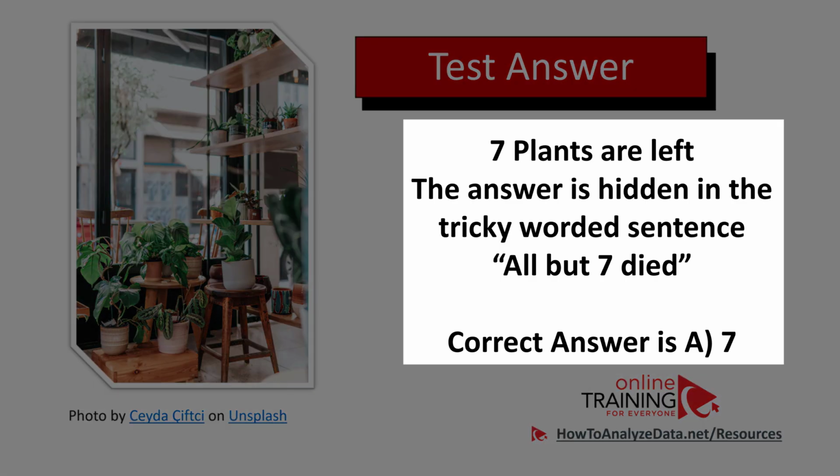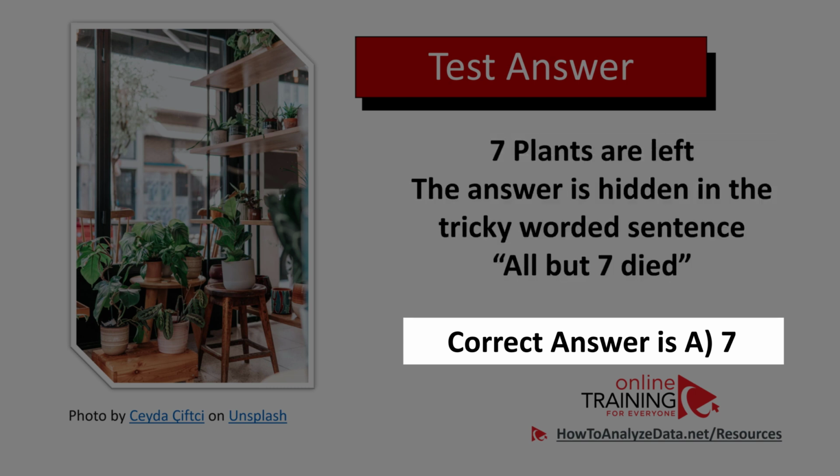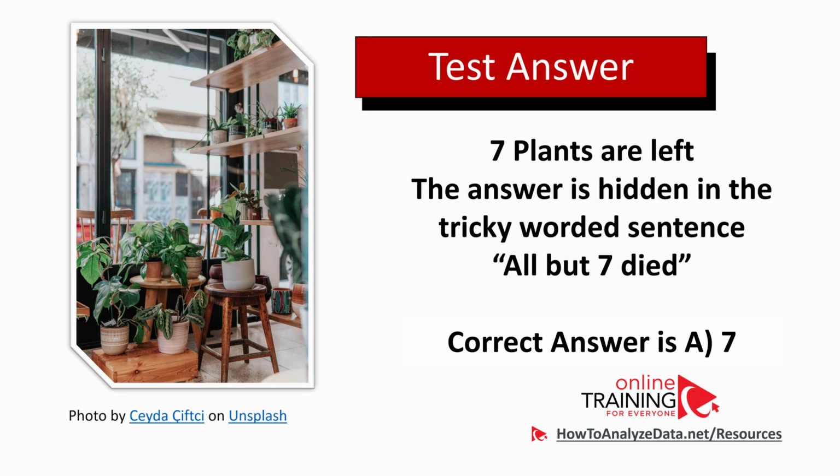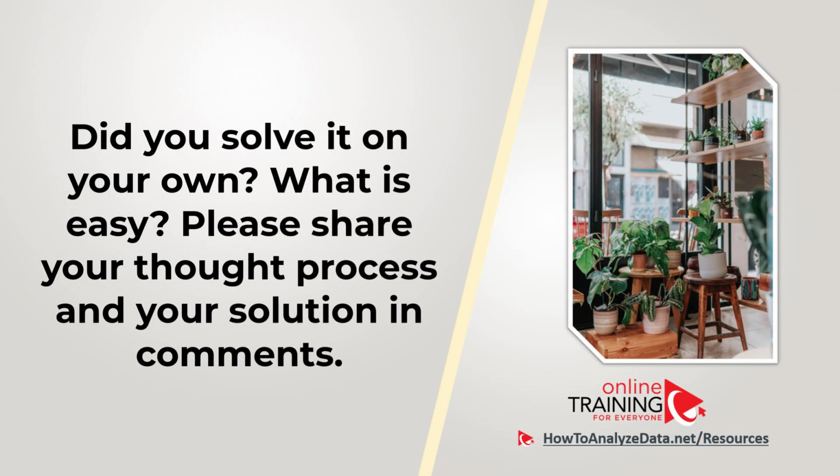I think you heard me correctly. So the answer is 7 plants are left. How is it possible? The answer is hidden in the tricky worded sentence. All but 7 died. So this is why the correct answer is A. The florist had 57 plants and all of them but 7 died. That's why the correct answer is A, 7. Hopefully you've nailed this question and now know how to answer similar problems in the test.